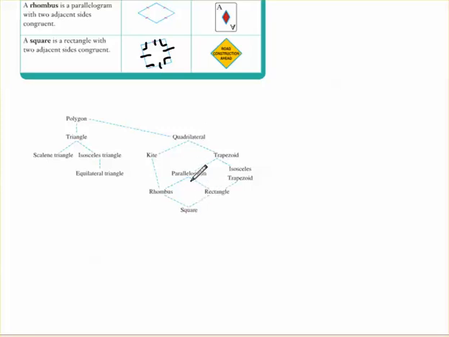So we have different levels. Even though a square, we all know what that is, it's a very special kind of quadrilateral. It's a special kind of parallelogram.